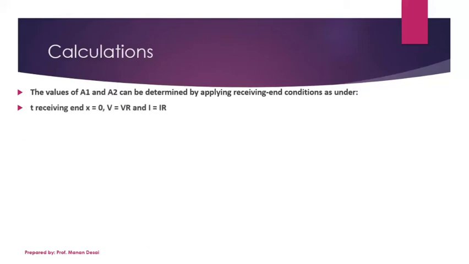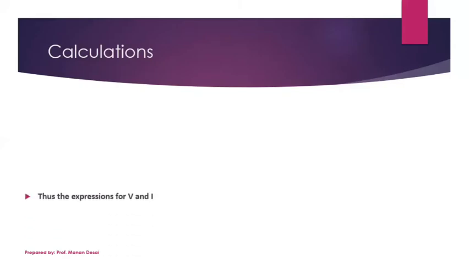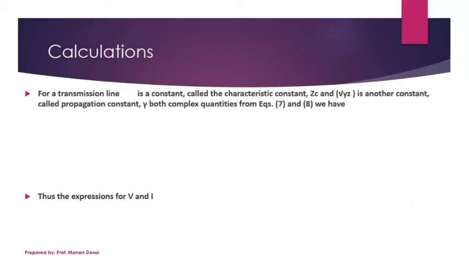At the time of T equal to 0, X is equal to 0. So V is equal to VR and I is equal to IR. Substituting the values in equations 4 and 6, we get these two equations 7 and 8. So we got the receiving end voltage is equal to these two constants A1 and A2, and the receiving end current is under root Y by Z (A1 minus A2).